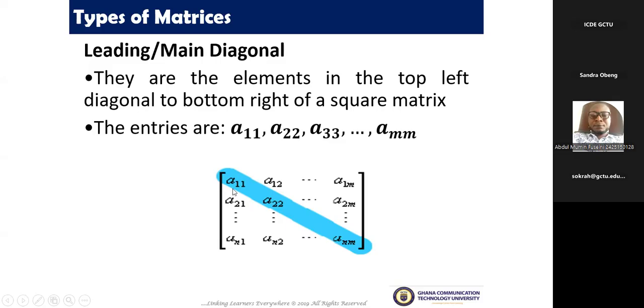Please, you must identify this. You should be able to identify this, because if you are not able to, we are going to do a lot of things which need the identification of the leading or main diagonal entries. If you don't know it, there are certain questions you cannot answer. So please take it in from now. This diagonal is what we call the main or leading diagonal.